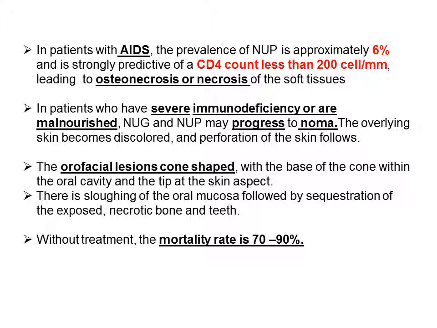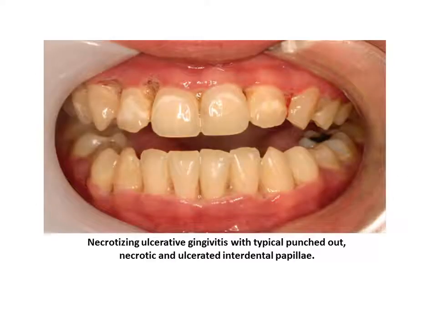The orofacial lesion is a cone-like shape with the base of the cone within the oral cavity and the tip to the skin aspect. There is a sloughing of the oral mucosa followed by sequestration of the exposed necrotic bone and teeth. Without treatment, the mortality rate may range from 70 to 90%. This picture shows necrotizing ulcerative gingivitis with a typical punched-out necrotic ulceration of the interdental papillae with bleeding gum.